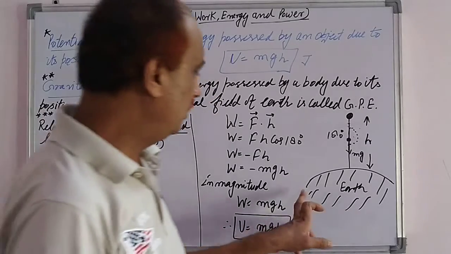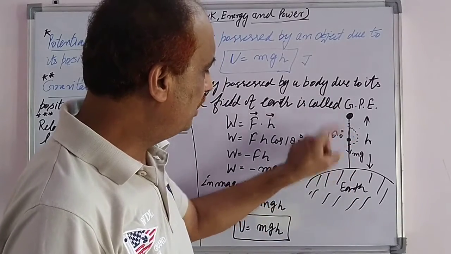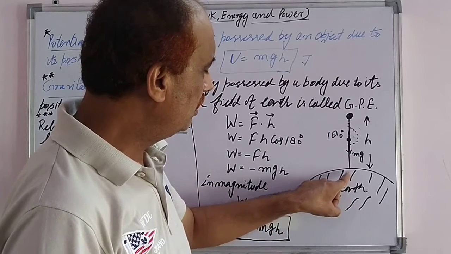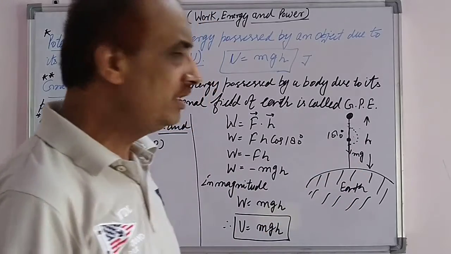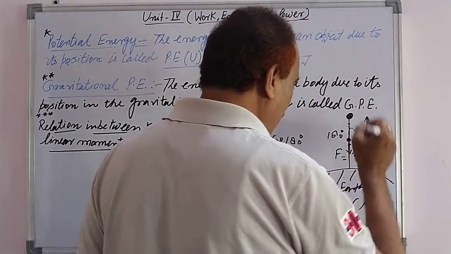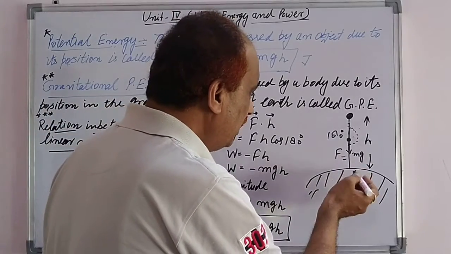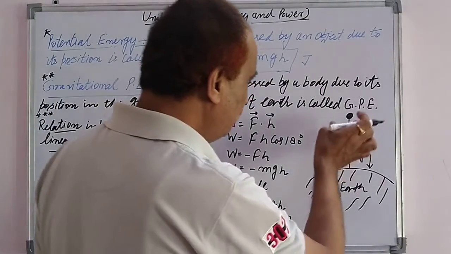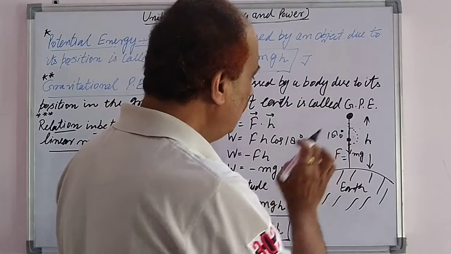So we have to consider here, this is the earth and a body is placed at a height h from the surface of the earth. So weight mg is acting in the downward direction. This weight mg is equal to the force acting in the downward direction. Now height h is achieved by the body in the upward direction. So both are acting in opposite directions, mg in the downward direction, h in the upward direction.